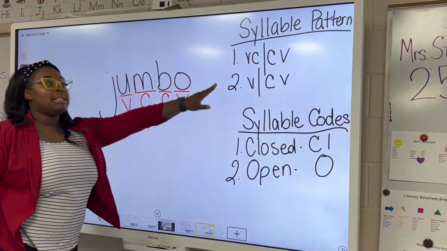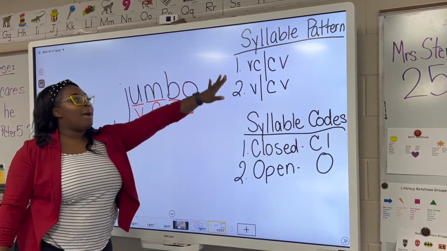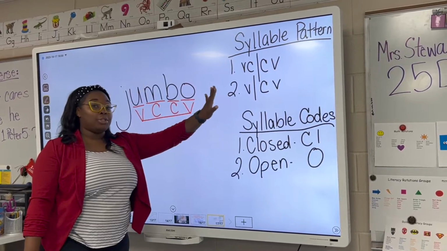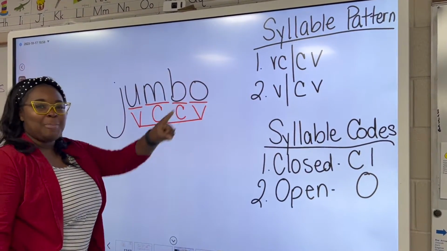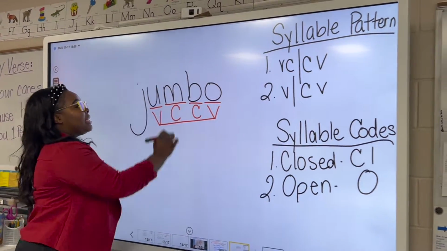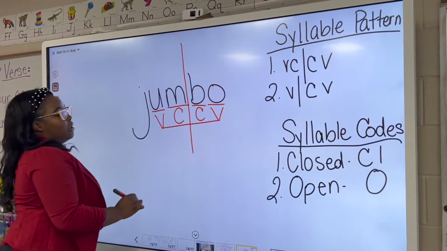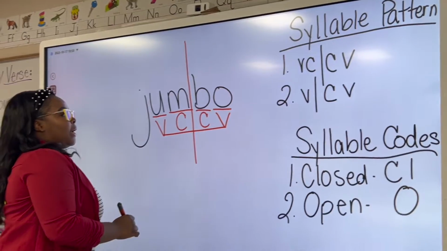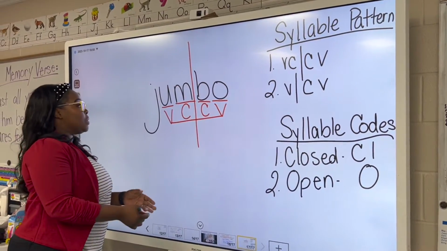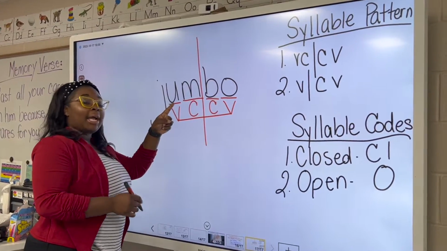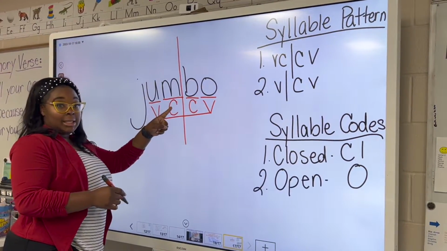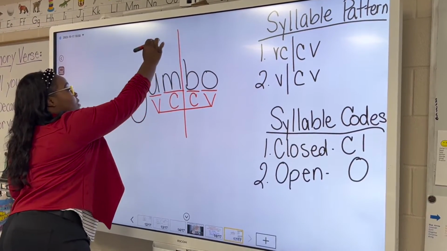Now I'm going to look to my syllable pattern. Is it pattern 1 or is it pattern 2? Well, I have V, C, C, V. It's pattern 1. So I'm going to slice in between the two consonants. Now I'm going to look for my vowels. I found my vowel. Is it followed by a consonant? It is. So it's going to be closed.